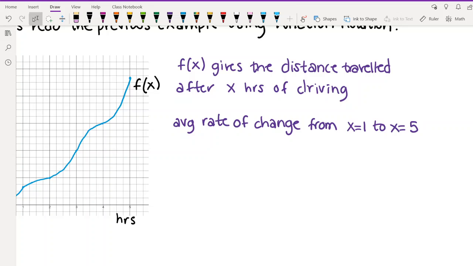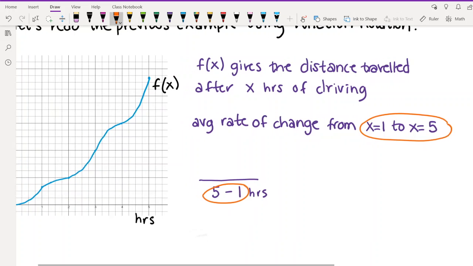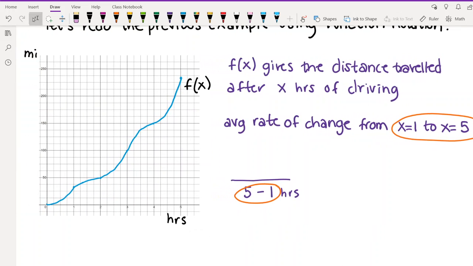So what would we really be putting in our numerator and our denominator? Well, the denominator is going to be the change in time, so the denominator is going to be 5 minus 1 hours. We already saw that above, but how can we interpret what this 5 minus 1 means? It's coming from the fact that here we have from x is equal to 1 to x is equal to 5. That's where the 5 minus 1 is coming from. And then what about the numerator? How can we write that in terms of function notation?